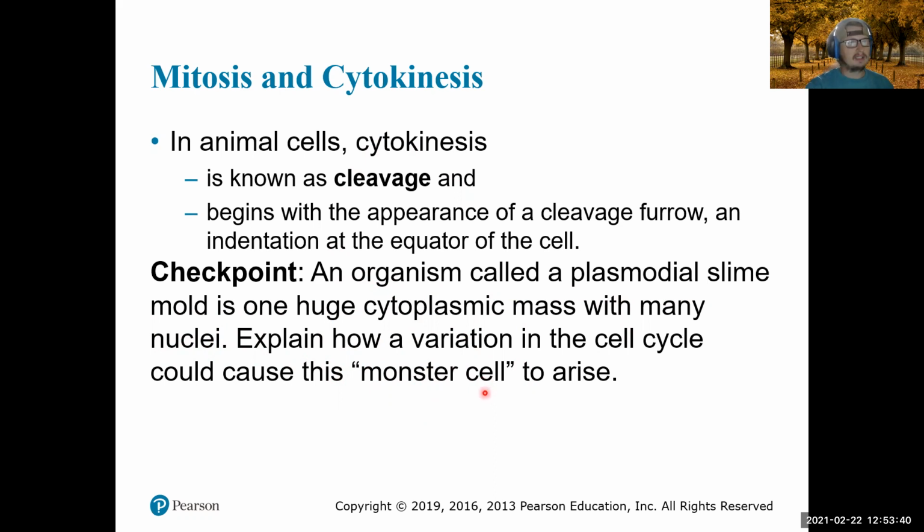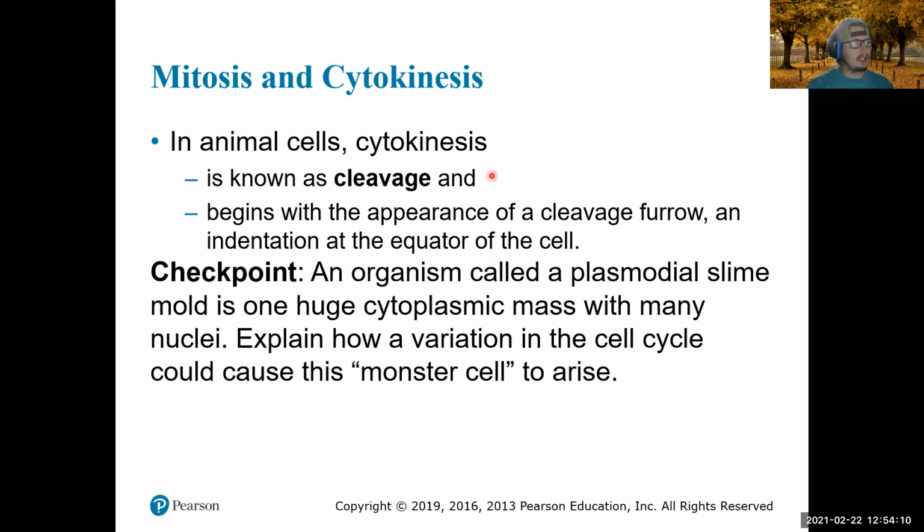All right, so basically what you would have happen is, let's say you have mitosis occurring multiple times, but you don't end up with cytokinesis. So you have multiple nuclei with identical chromosomes, but cytokinesis never happens, so you don't get a division of that cell. And so all those nuclei stay within that parent cell. And so that's how you could get a cytoplasmic mass with many nuclei.